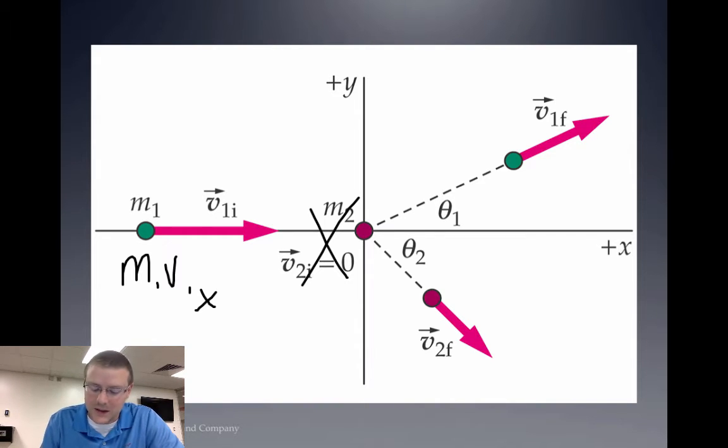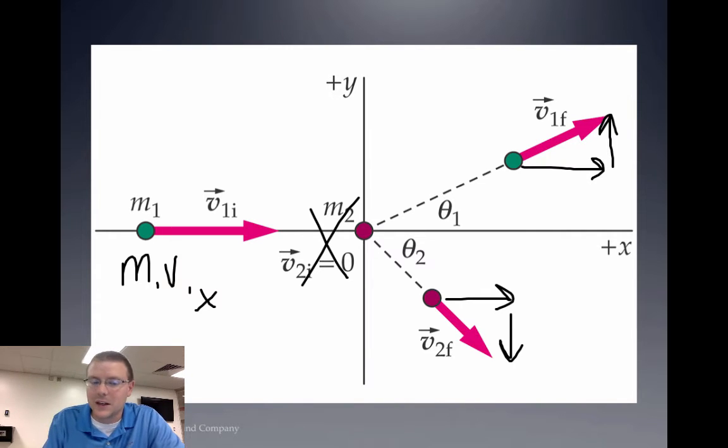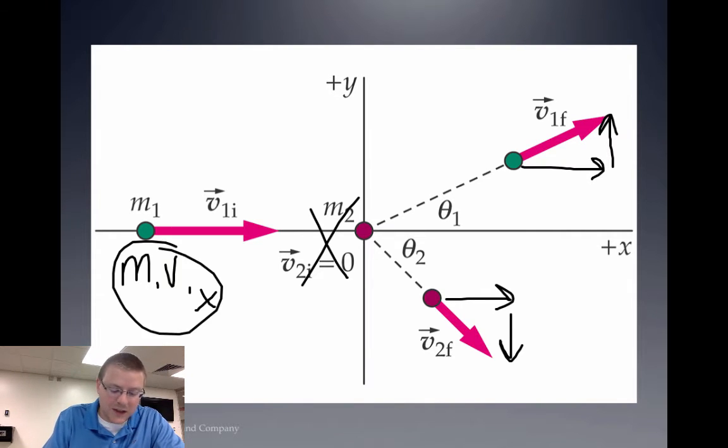Well, if you look at that, that means that there's velocity in the x for both, and there's velocity in the y for both. But how can that be? In the beginning of the problem, all our momentum was in the x direction, and now we have momentum in the x and y direction.